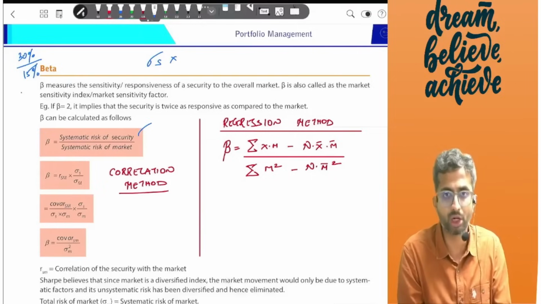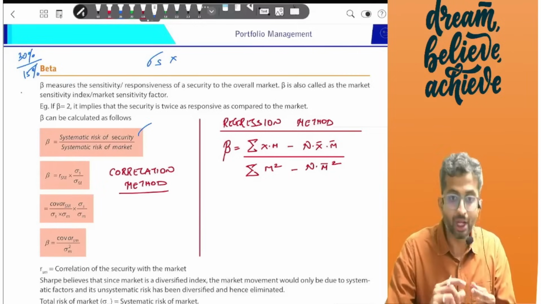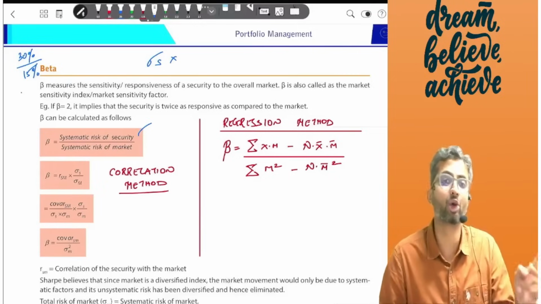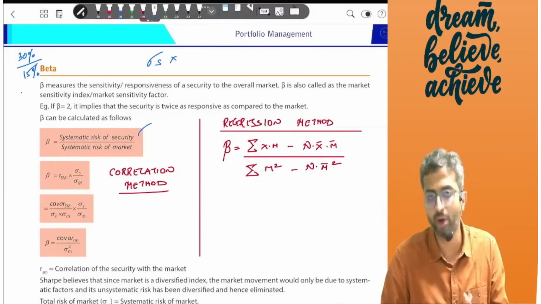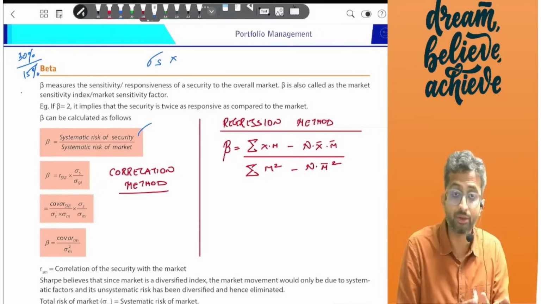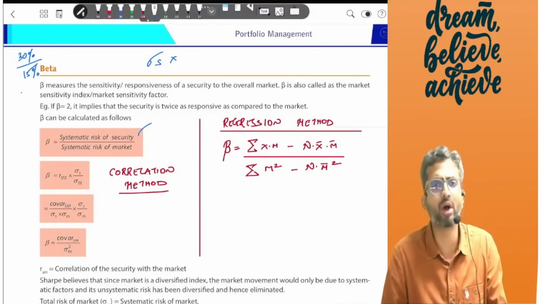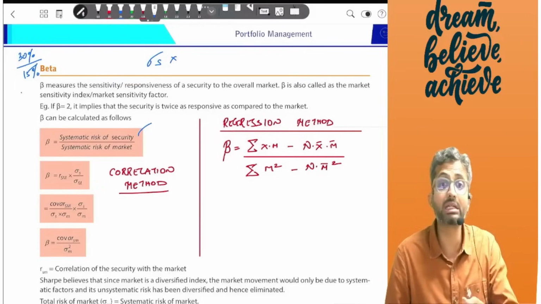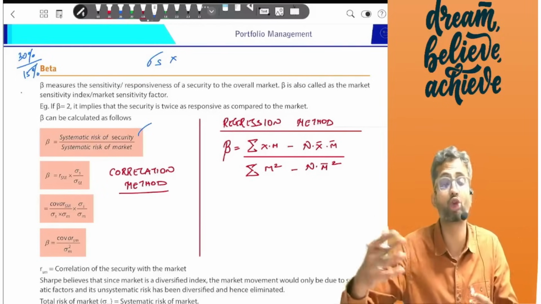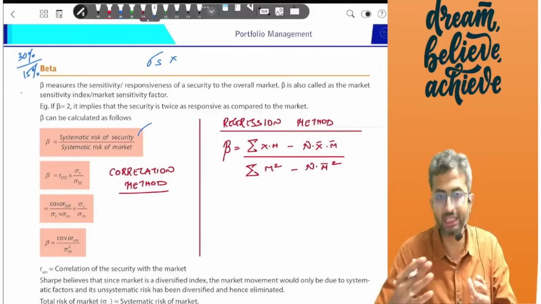It is very difficult to quantify that, and hence Sharpe says let us try to find the correlation of the security with the market. So let us assume the correlation of the security with the market is 0.7. Loosely speaking, that means that 70% of the times, 0.7, the security moves in tandem with the market, and hence the remaining 30% of the times the security movement is not in line with the market.